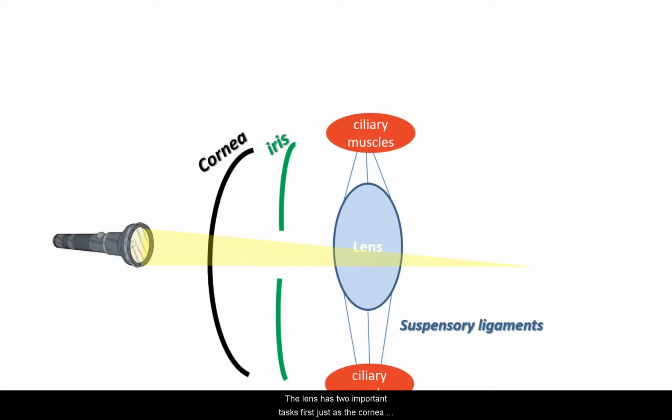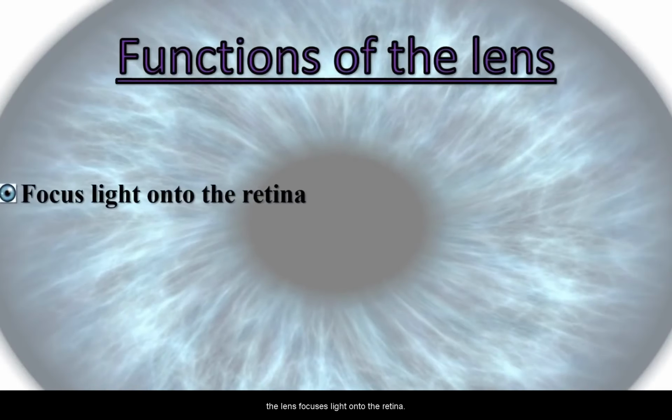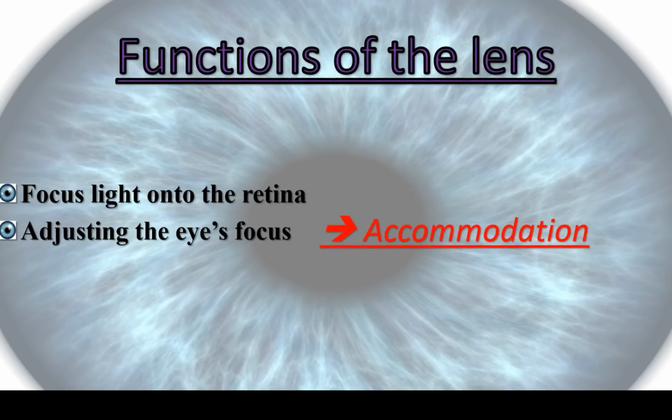The lens has two important tasks. First, just like the cornea, the lens focuses light onto the retina. At the retina, light is changed into nerve signals that are sent to the brain. Second, the lens adjusts the eye's focus, allowing us to see things clearly both up close and far away.